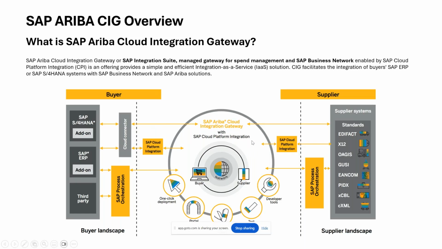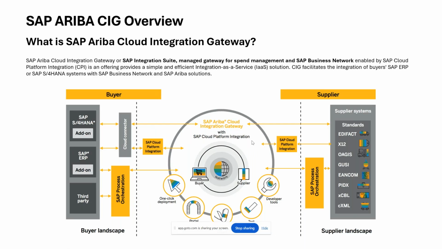All these, the related portal, the integration out of the box stuff which CIG is delivering, is developed on the SAP CPI as an offering, with which we can simply integrate different solutions of Ariba, buyer Ariba solutions, with the ERP. So now we can call it CIG as an integration as a service.